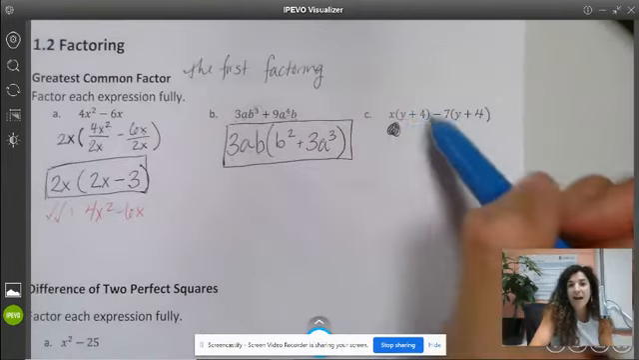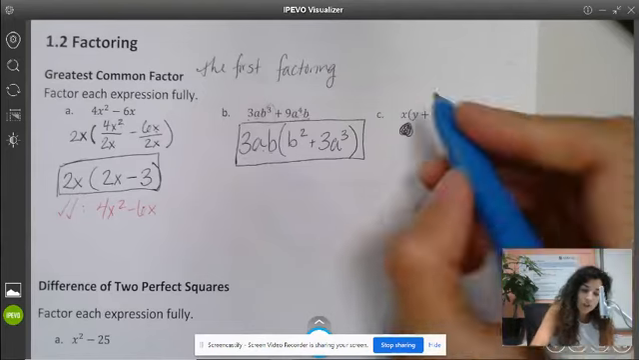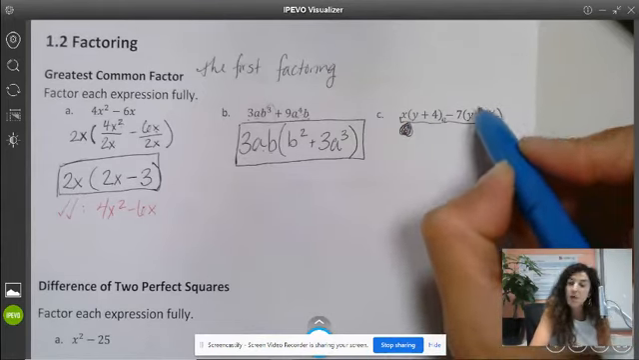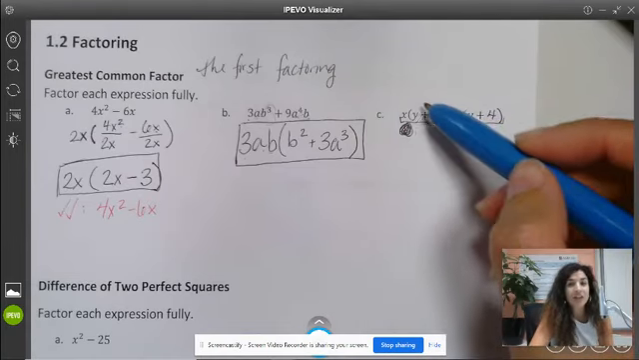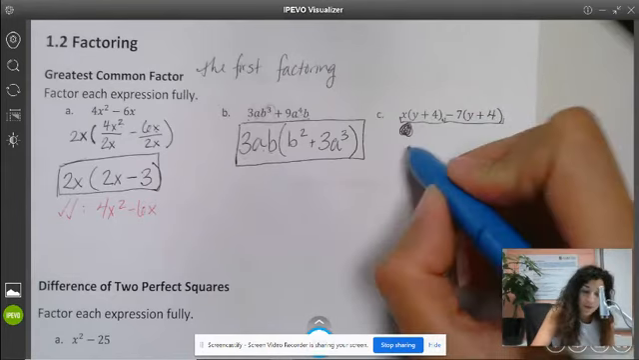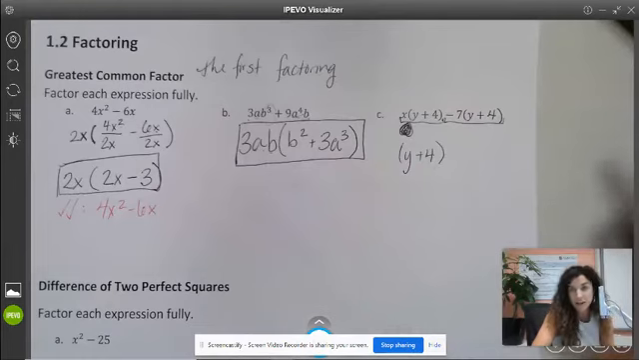Our last problem in terms of greatest common factoring can be a little tricky. Just realize that we have one term here and one term here, and we're trying to find something that they share. What they share here is y plus 4. Y plus 4 is shared in both of them, so you can take it out as a greatest common factor.